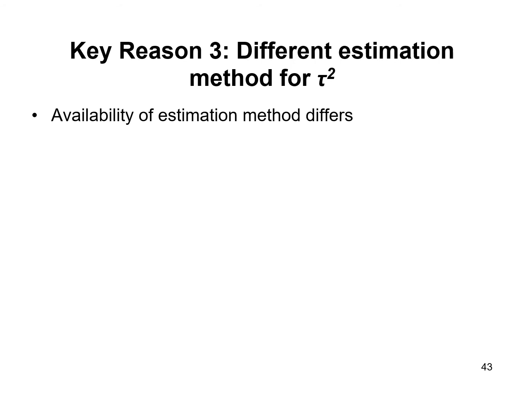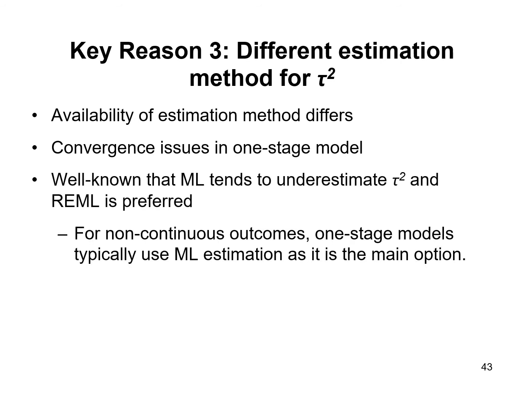Another key reason is the different estimation methods for tau squared. So 1-stage and 2-stage methods allow you to have different estimation methods. You may also get convergence issues in a 1-stage model. Now, 1-stage models for binary and time to event outcomes will typically use maximum likelihood estimation, and this underestimates tau squared. In a 2-stage approach, we would typically use REML in the 2nd stage to address that.